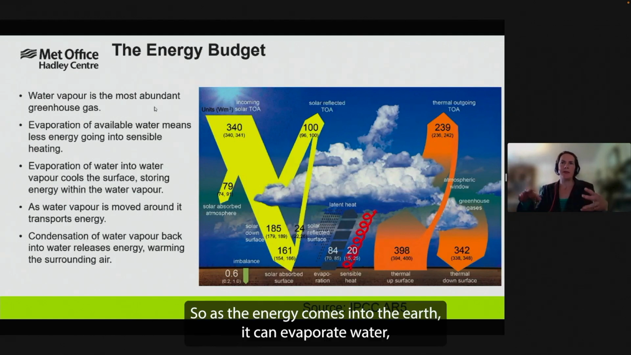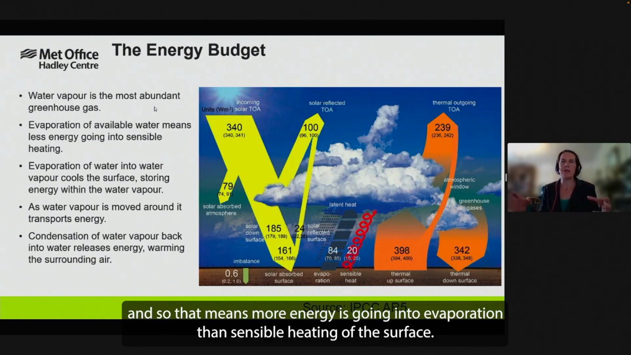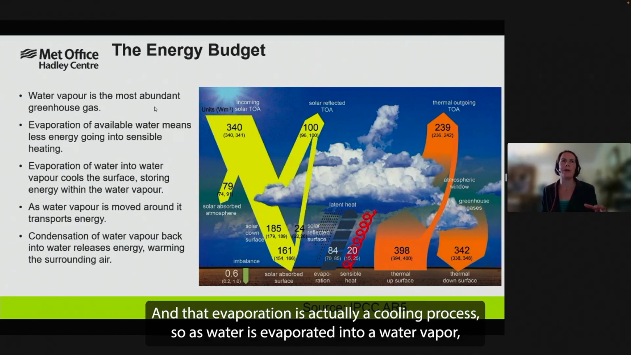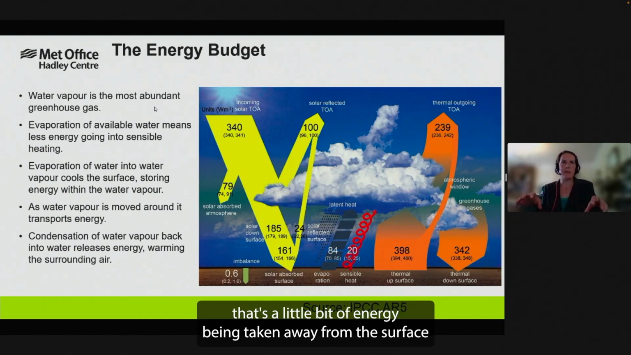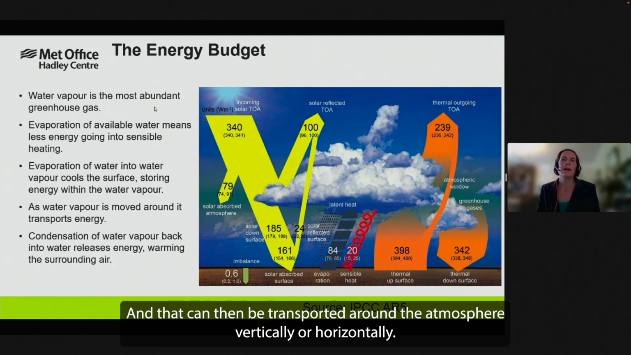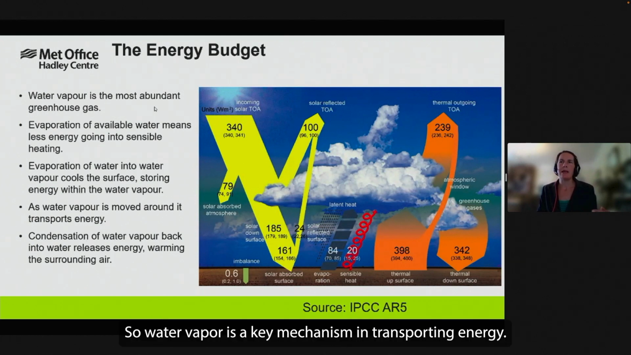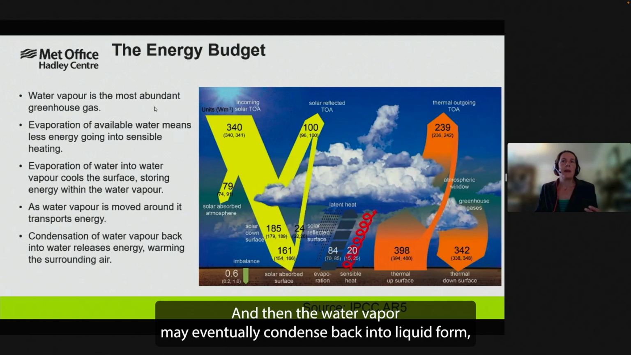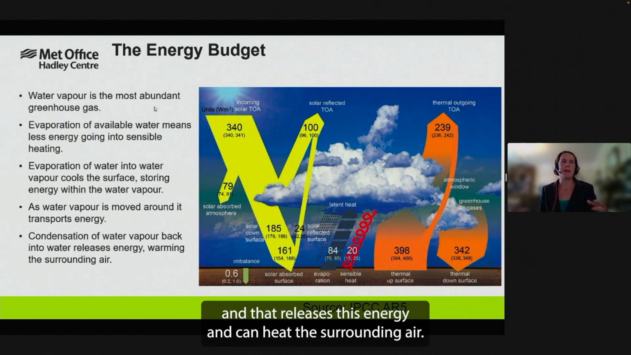As the energy comes into the Earth, it can evaporate water, and that means more energy is going into evaporation than sensible heating of the surface. And that evaporation is actually a cooling process. As water is evaporated into water vapor, a little bit of energy is taken away from the surface and locked up into the water vapor. So the water vapor, or the humidity, is an energy store for the atmosphere. And that can then be transported around the atmosphere vertically or horizontally. So water vapor is a key mechanism in transporting energy. And then the water vapor may eventually condense back into liquid form, and that releases this energy and can heat the surrounding air.